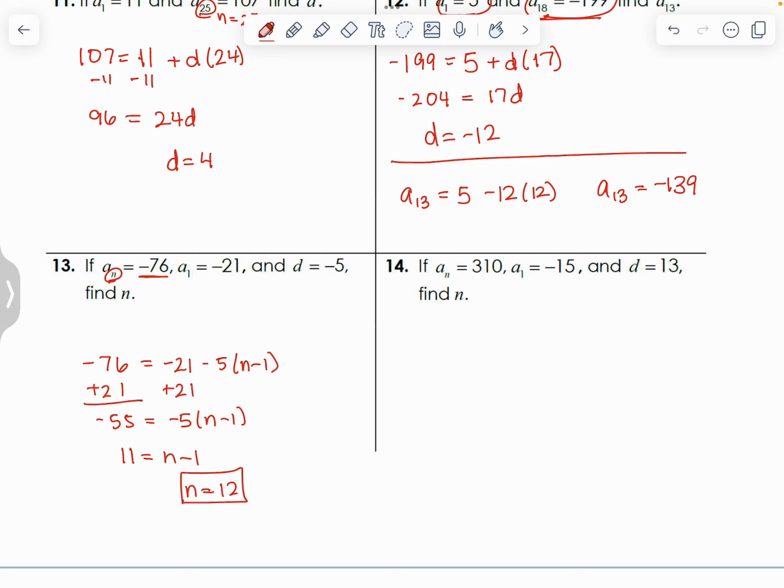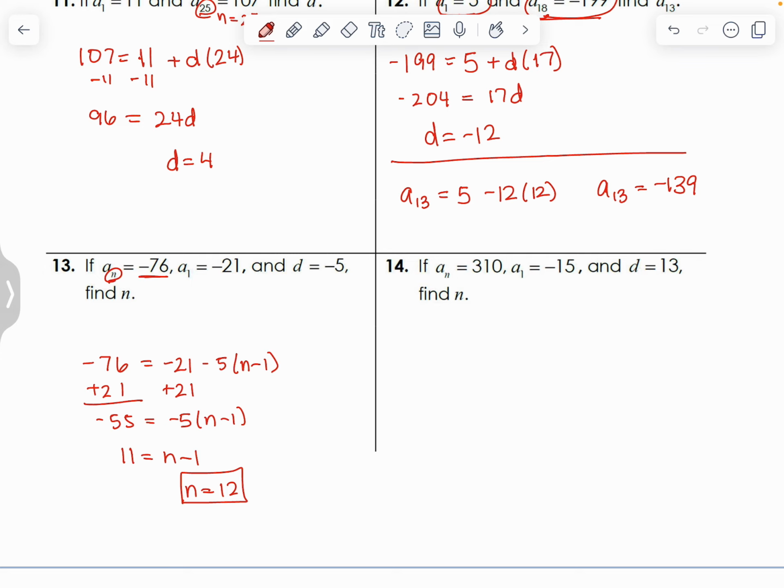Now, you will find that on the assessments or within other worksheets or maybe on Delta Math or something, it might say what term. And the answer to that question of what term is the 12th term or a sub 12. But if you want to know what n is, 12. So just be careful how you're responding to the question, that you're answering it clearly. So it is the 12th term. It is a sub 12, but n equals 12.